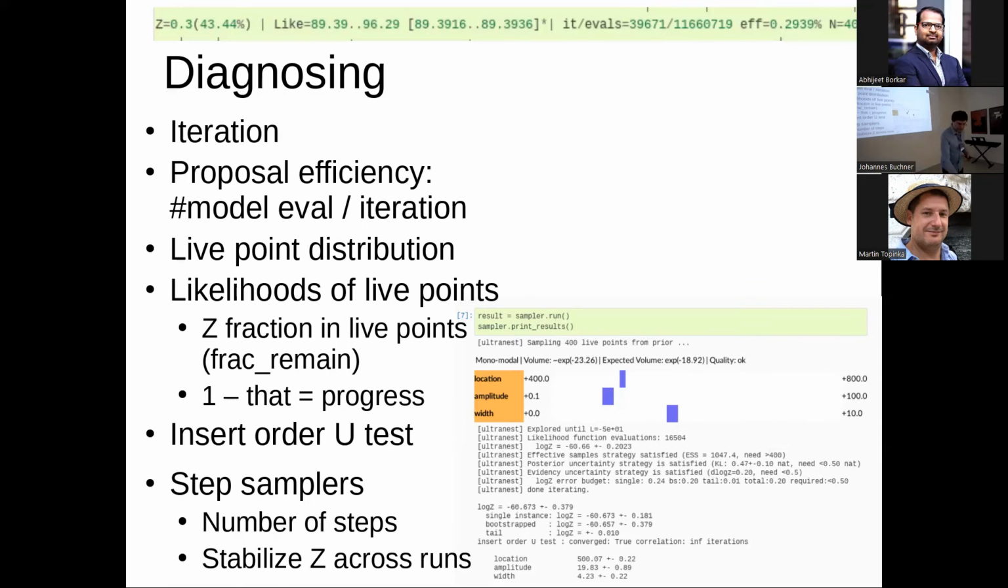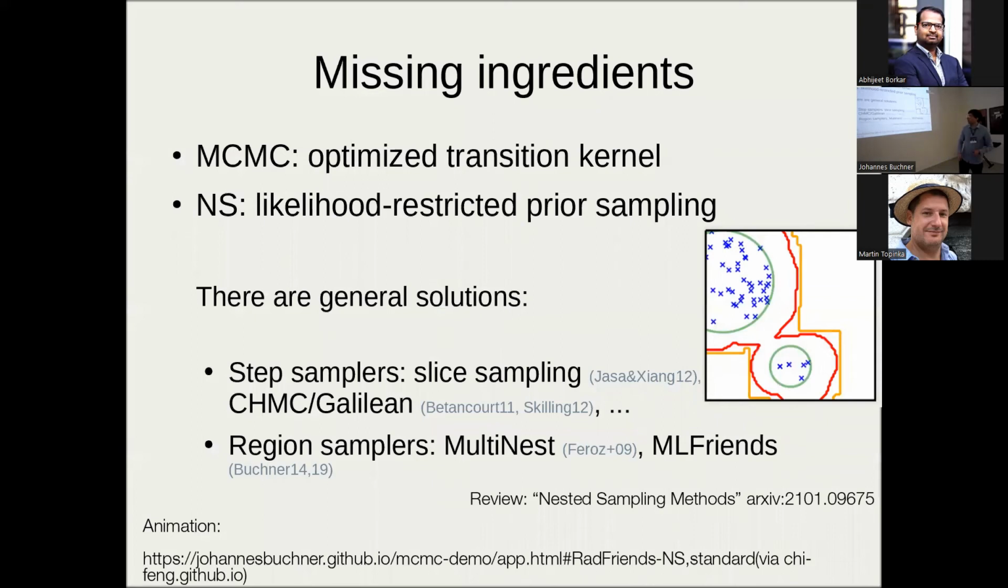Finally, you don't have to use MLFriends, which especially doesn't work too well if you go to very high dimensions. And in that case, you might want to actually use an MCMC sampler to start from a live point, run around in your parameter space for a number of steps until you say, okay, I have a new point, and this one is independent of where I started. And a very popular one that's also implemented in PolyChord, but also in Ultranest, is to use slice sampling.